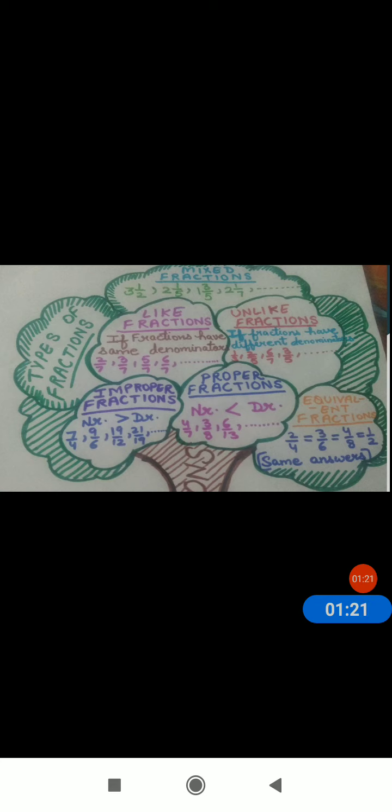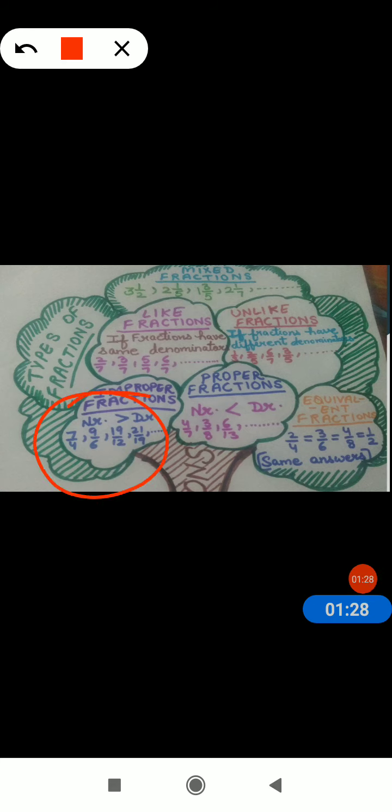In an improper fraction, the numerator must be greater than the denominator. You can see here the numerator is greater than the denominator. The upper number will be bigger than the lower number.